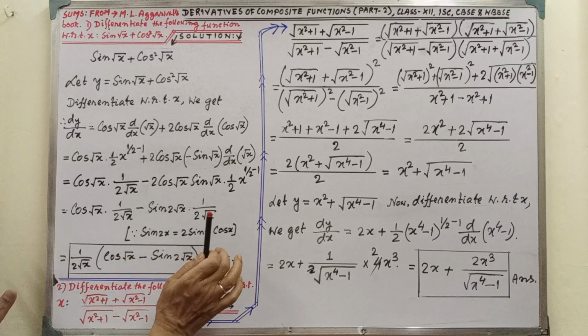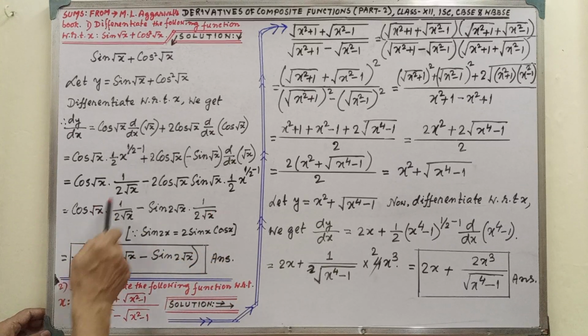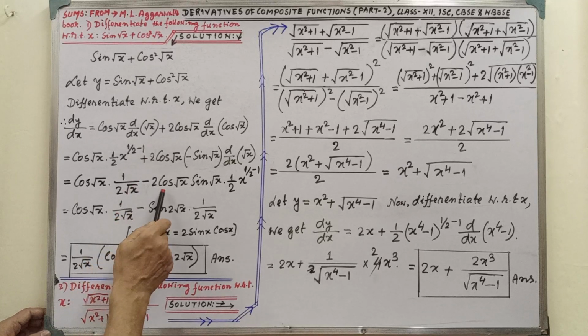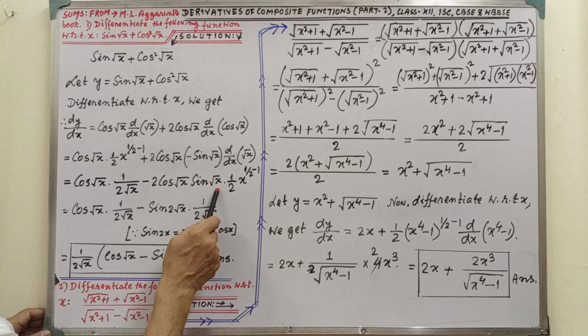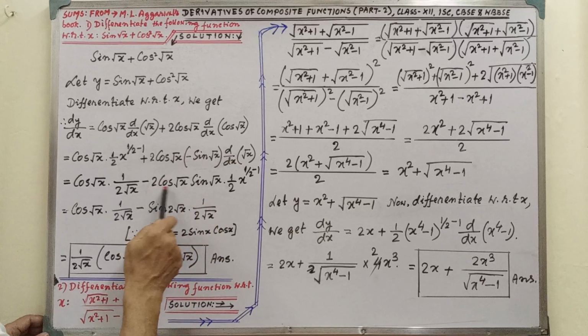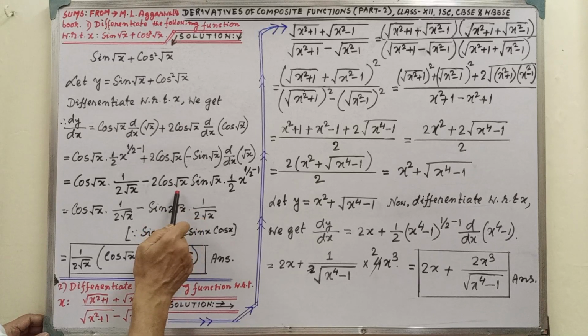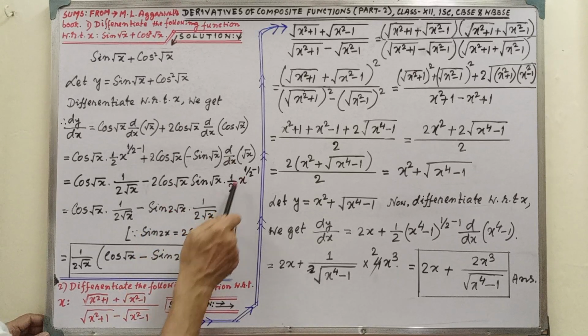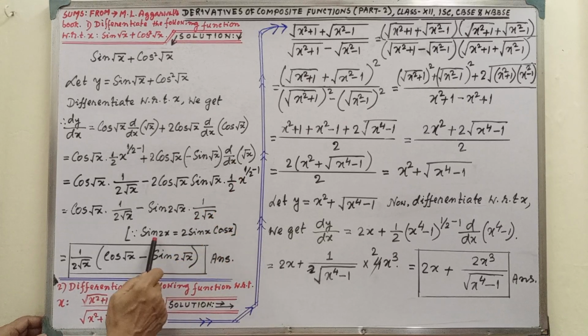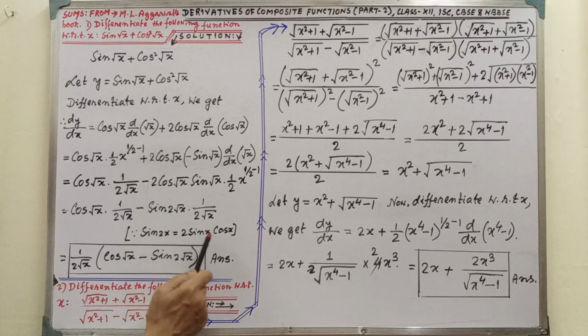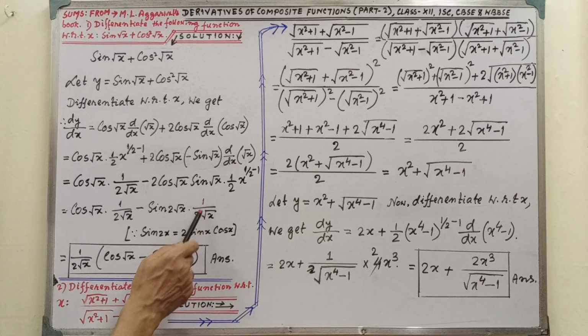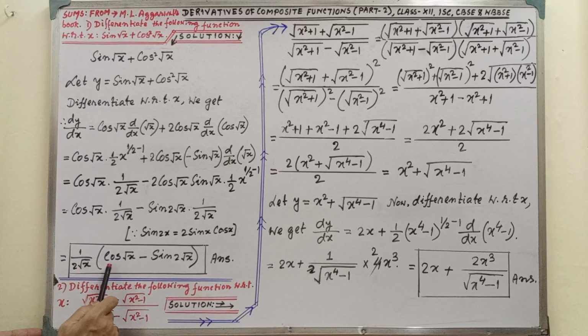Then differentiation finished. We have to simplify. Cos root x, and this is 1 by 2 root x. Here, if you notice, then easily you will understand. This is in the frame of the formula of multiple angle, that is 2 cos x sin x, or 2 sin x cos x, in place of x, that is root x. So we may write sin 2x, and by simplifying we are getting 1 by 2 root x. Then since sin 2x equal to 2 sin x cos x, we may take common 1 by 2 root x. After taking common, it is coming cos root x minus sin 2 root x. This is the answer.